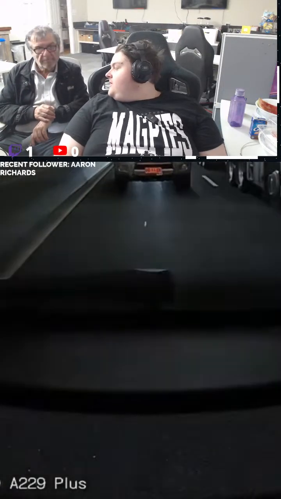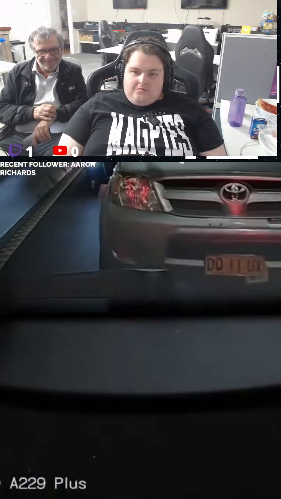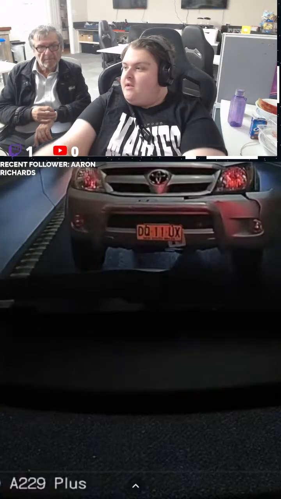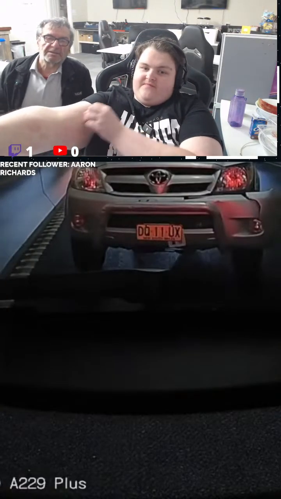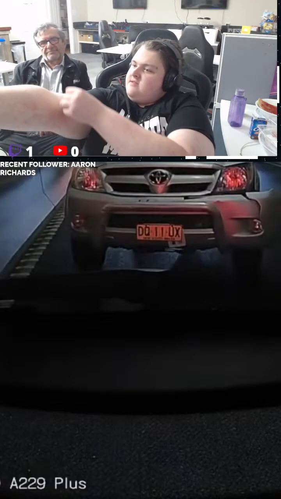The music was still going in the car too. This is New South Wales because you can tell by the license plate. It's got two letters, two numbers, two letters. Ah, I see. That's how I do.